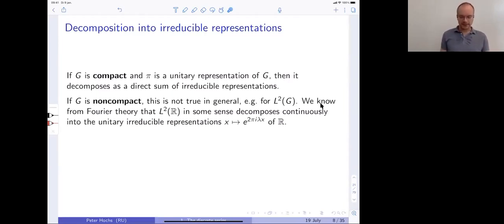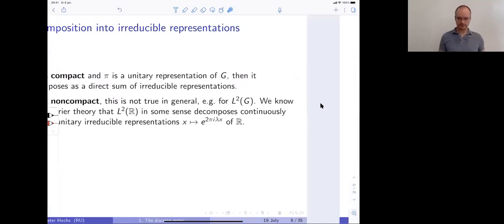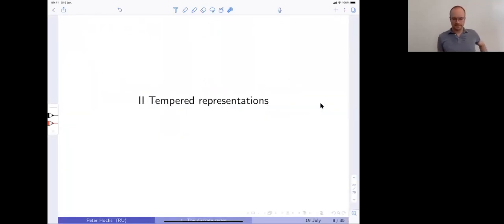So from Fourier theory, we know that for L2 of R, we can take the Fourier transform, and that is a decomposition of a function into these representations of R. But that decomposition is continuous because lambda can vary continuously. So we know that the Fourier transform is a useful decomposition of a function, but it's not discrete. It's some sort of continuous decomposition. That's what we'll need to do in general. Okay, that leads to the notion of template representations. Are there any questions so far? Feel free to interrupt otherwise.